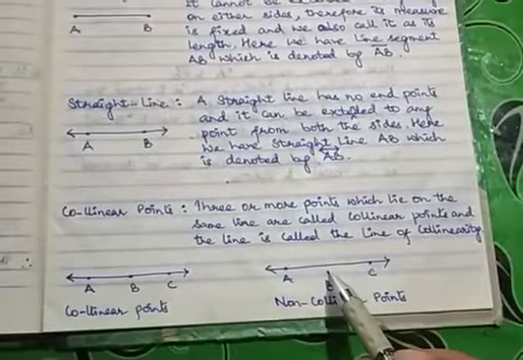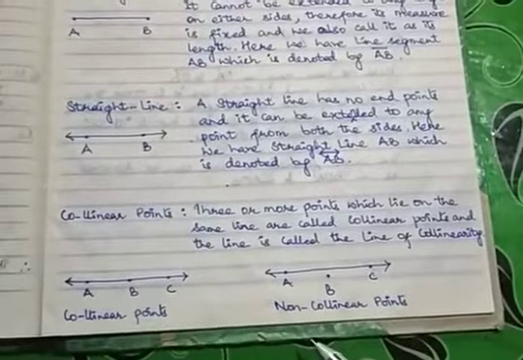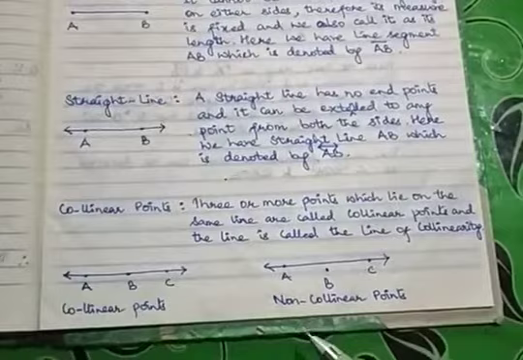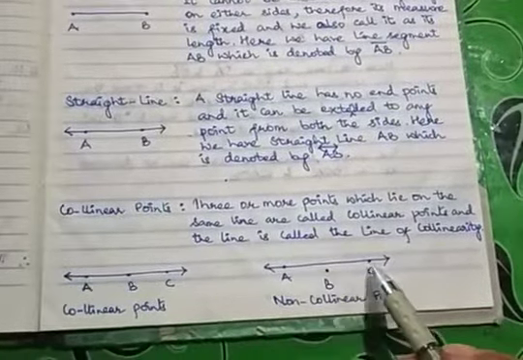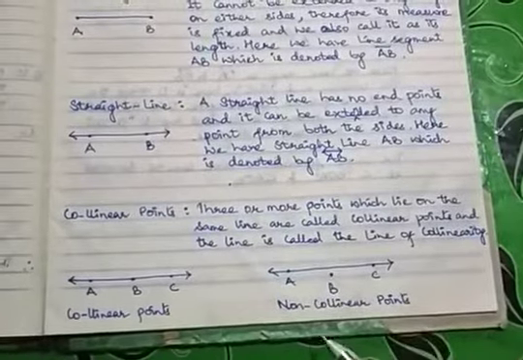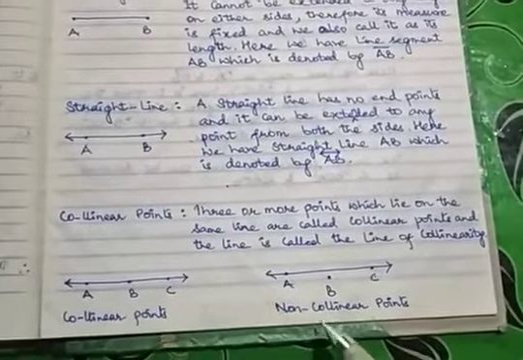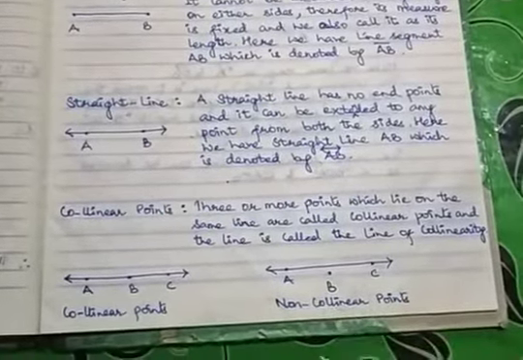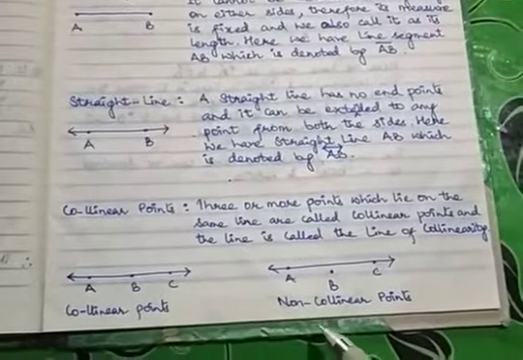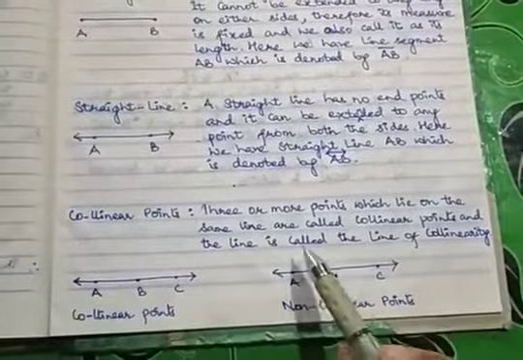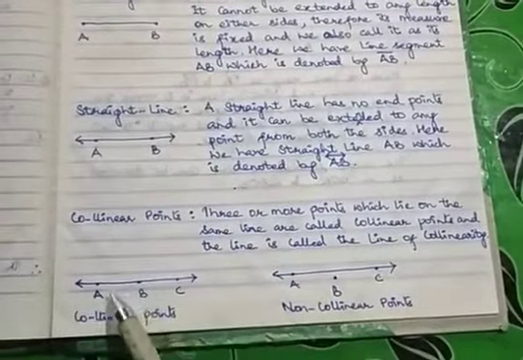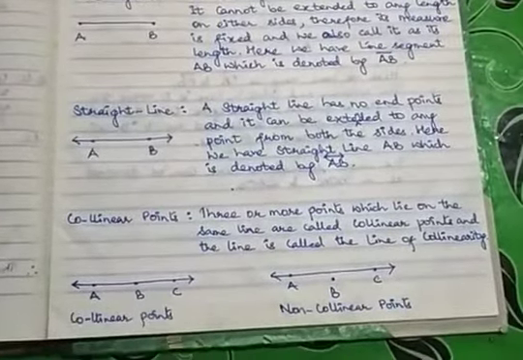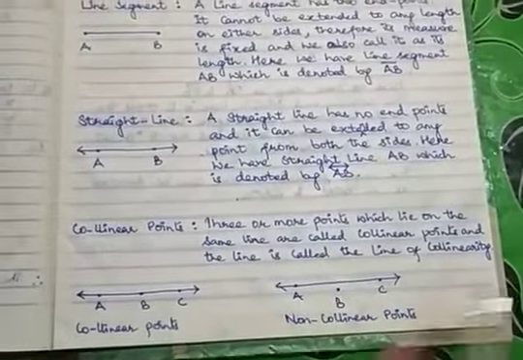So here I've just drawn a dot, marking a point B that is outside the line. Now what we see is that all 3 points, A, B and C, are not on the same line. So at this time these points are known as non-collinear points. Okay, as simple as that. And the line is called the line of collinearity. Which line? The line which contains all the 3 points. Okay.